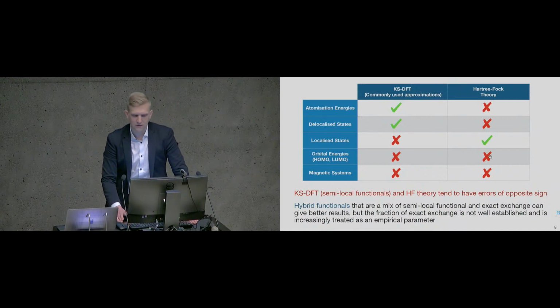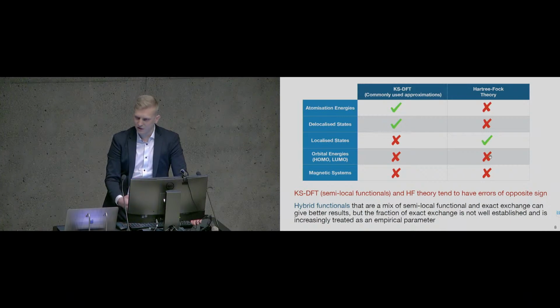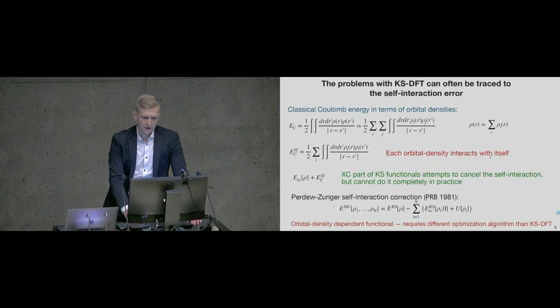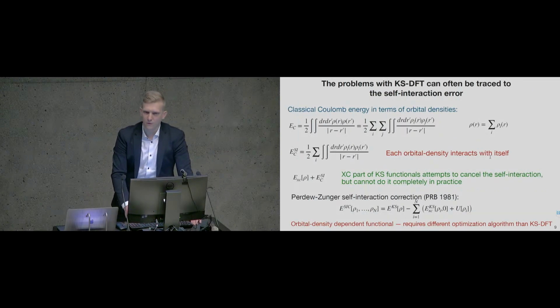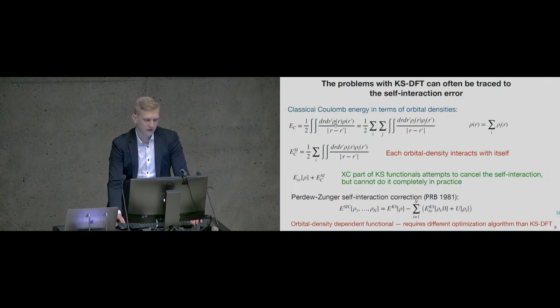What people do now is try to come up with so-called hybrid functionals where they mix the two theories, but now the amount of exchange in this approach is treated more often as an empirical parameter. However, the problems which I just described can often be traced to the self-interaction error, which is inevitably introduced in the classical Coulomb energy when we just use the total density as an input. If we rewrite the total density as a sum of orbital densities, we can see that in this sum, diagonal elements describe the interaction of an electron with itself, and this is artificial.